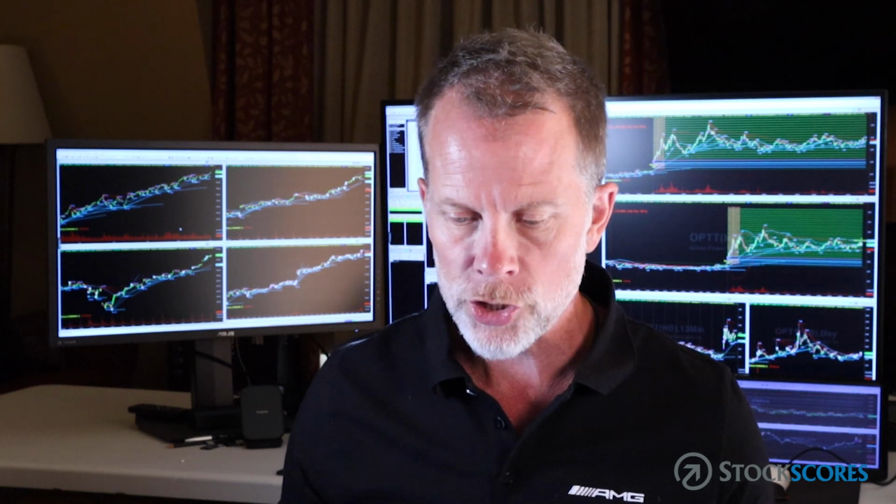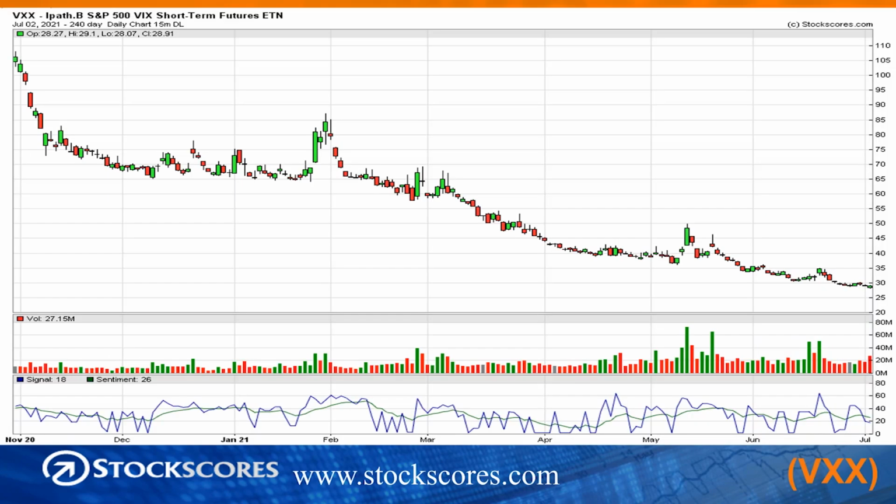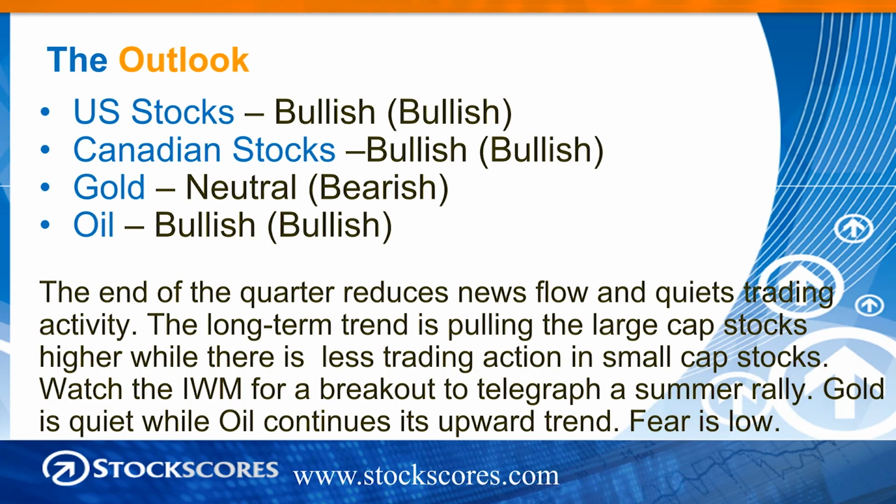Looking at the fear chart, you can see that fear is low, not a big deal there. So bullish on both time frames for US and Canadian stocks, neutral long-term on gold, bearish short-term, and bullish on both time frames for oil.